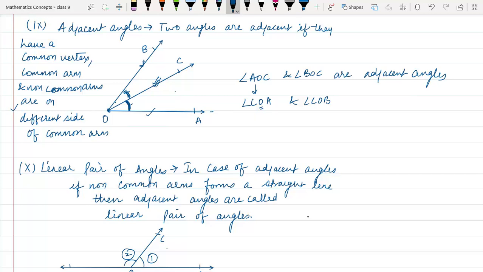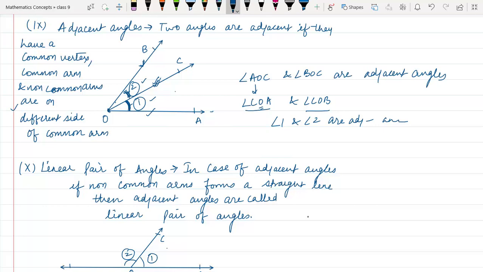For convenience we can assume the names as 1 and 2 also, like this. So we can say angle 1 and angle 2 are adjacent angles. We will be using this notation mostly in the questions, because writing the complete angle every time makes it a little bit confusing. Okay, so adjacent angle is clear.